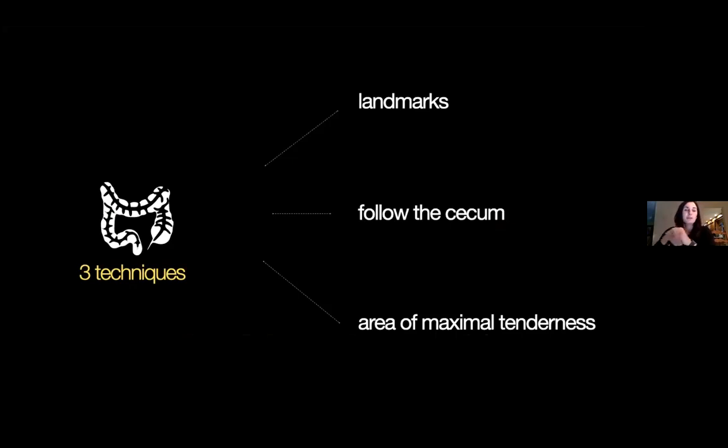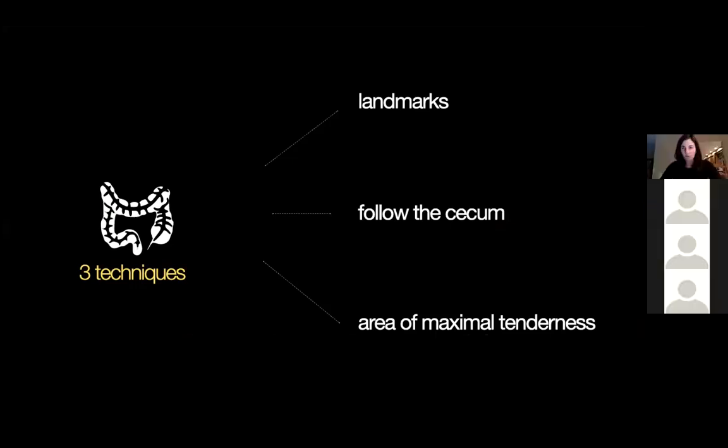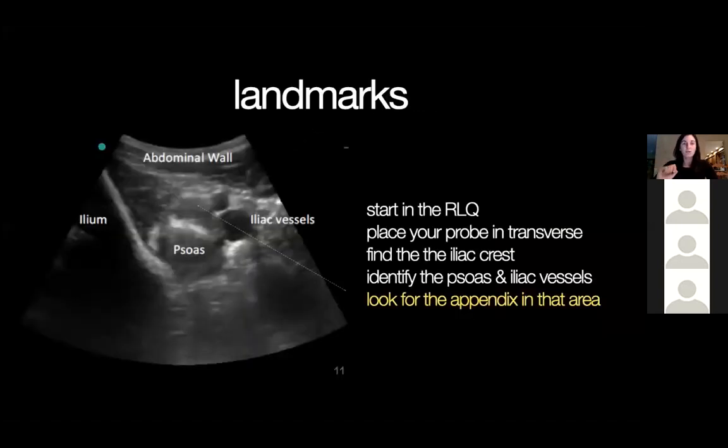Okay, so let's go into the 3 techniques I want us to discuss a little bit more in detail today. The first technique is the landmarks, and actually that's the most reliable one. So in every patient, you're going to be able to do that one. Following the cecum is more for the fellows in POCUS, but also the experts, because it takes a lot of skill to actually follow the cecum all the way down to where you think the appendix might insert. Yes, it's still a good technique to try. And then the area of maximal tenderness, my personal favorite, and I think this is something you should have in your pocket. So let's go over the landmarks technique.